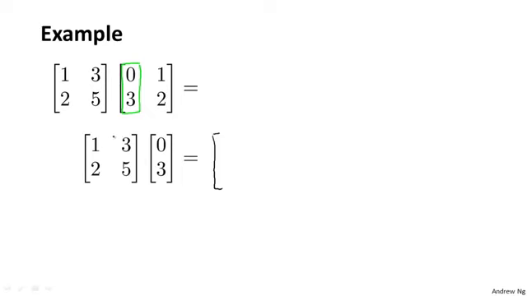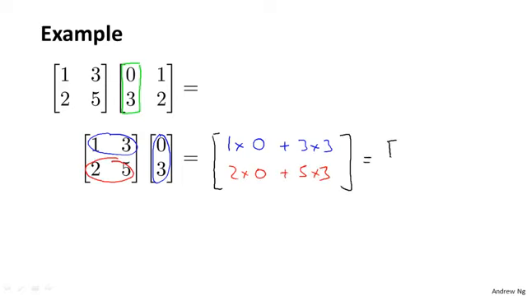This is going to be equal to, right, [1 3] times [0 3], so that gives 1 times 0 plus 3 times 3, and the second element is going to be [2 5] times [0 3], so that's going to be 2 times 0 plus 5 times 3, and that is [9 15]. Okay. Oh, actually, let me write that in green. So this is [9 15].